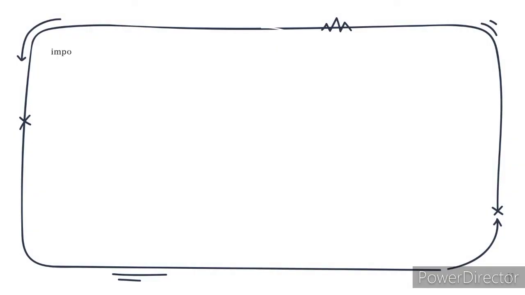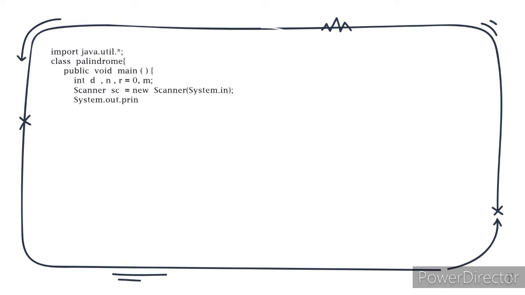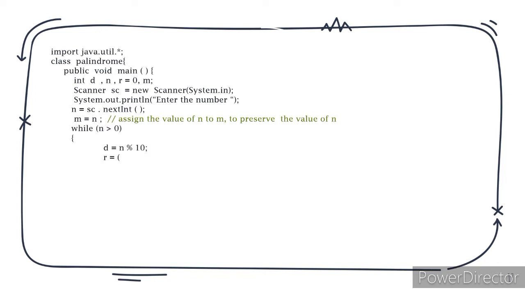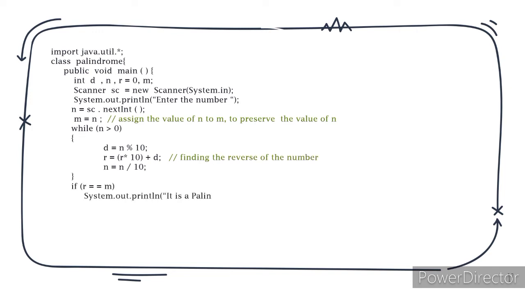So let us see the code. The code will be exactly the same. The name I have given is palindrome. I have taken a variable r as 0 and I have taken another variable m. The variable r will be used to store the reverse of the number as we saw in the previous program. Now I have taken the variable m and initialized the value of n to m. That means I have copied the value of n and stored it in m.